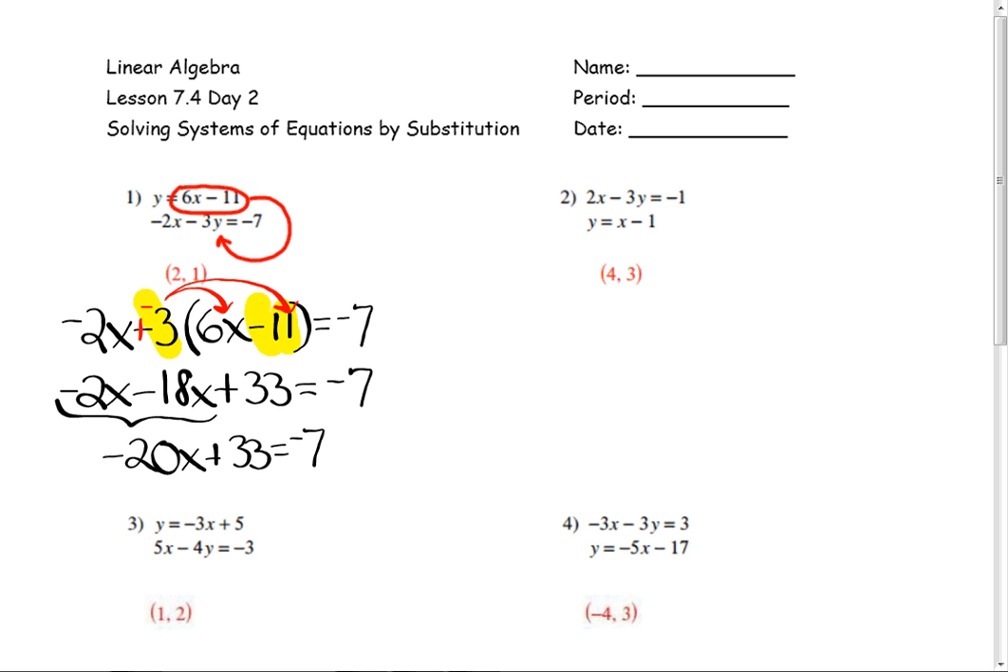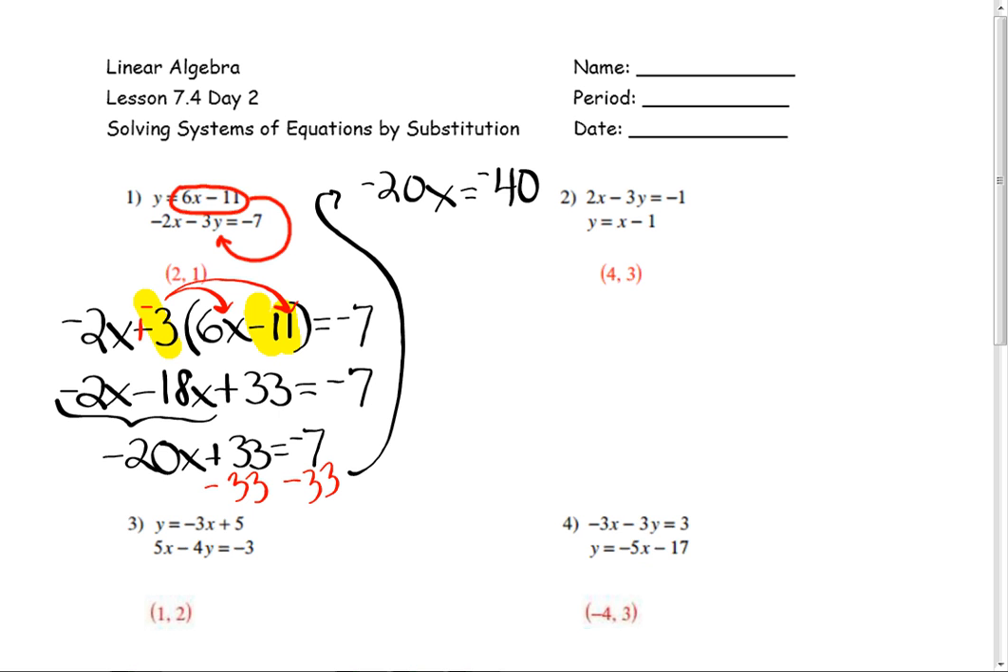We should know how to do this now. Mercedes, what do I do next? Subtract 33. Remember, I want to get the x's by themselves. I'm going to subtract 33. I ran out of room. Hopefully you guys haven't. I thought I spread it out well, but maybe not. So I get negative 20x. I'll put a little arrow up here so you can see where I'm going. Is equal to what? What's a negative 7 and a negative 33 is what? Negative 40. Then what do we do?